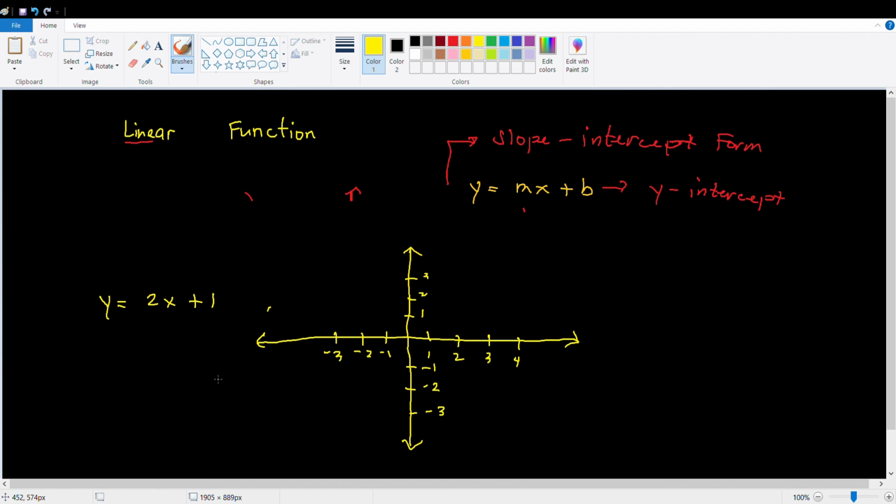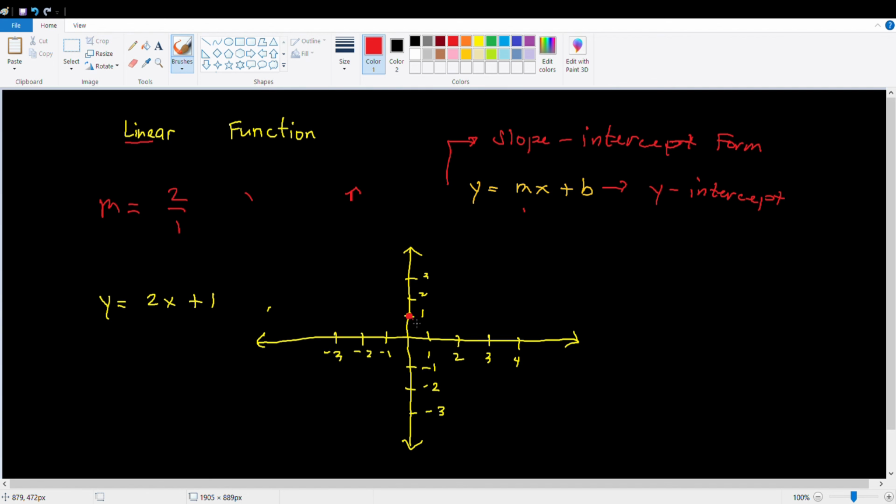So I want you to know that our y-intercept is what? 1. So where is 1? Positive 1. There it is. So we have to plot a point on the y-axis wherein x is 0 and y is positive 1. From here we are going to determine the slope. What is the slope? We have 2. That means our m is just equal to 2 over 1.